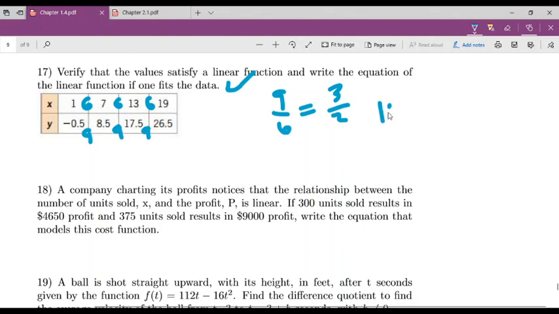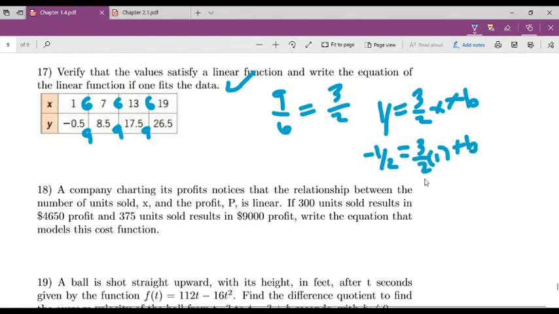Okay, that means that y equals 3 over 2x plus some b. Now you can plug any of those in to find b if you'd like. I'm going to plug the very first one in. So I'm going to say, okay, negative 1/2, which is the same thing as negative 0.5, equals 1 times 3 over 2, or 3 over 2 times 1, plus b.